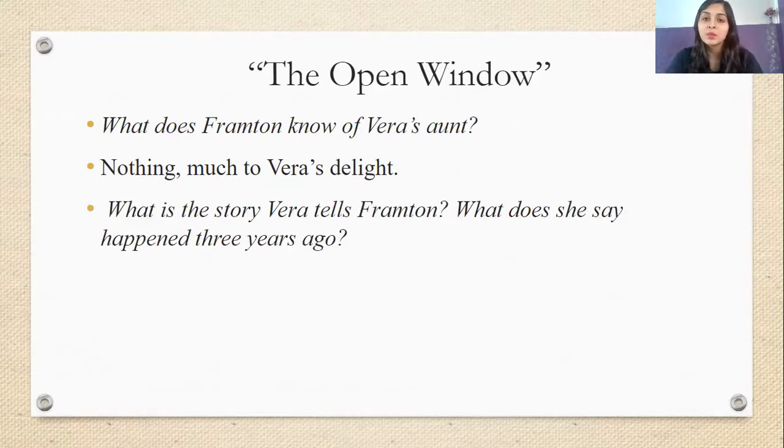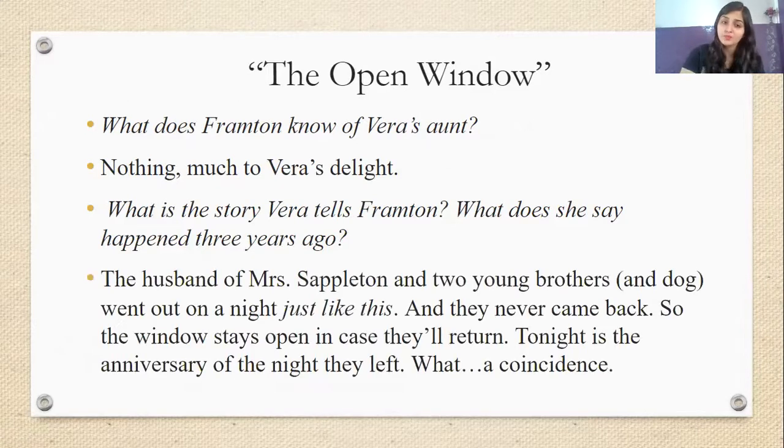What is the story that Vera tells Frampton? What does she say happened 3 years ago? Now, here's the whole story that Vera has made in order to trouble Frampton. The husband of Mrs. Sapleton and the two young brothers and a dog went out on a night just like this. That means she's saying it was the same date that you have come to my house, and they never came back.